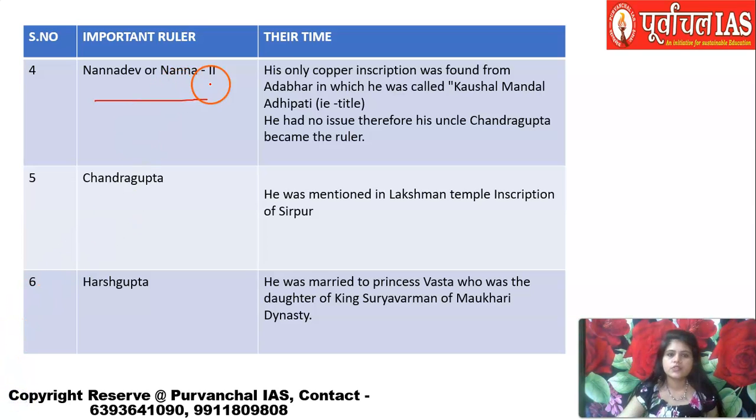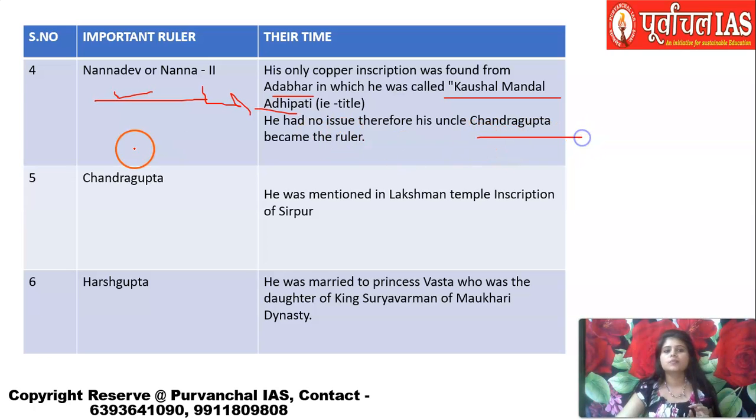And about this Nana II, there is only one thing that is found, that is a copper inscription found from Adabahar, where he has got the title of Kaushal Mandaladhipati. So who got the title of Kaushal Mandaladhipati? It is Nanadev or Nana II. Since he had no issue, with his consent his uncle Chandragupta became the ruler. And here came Chandragupta.